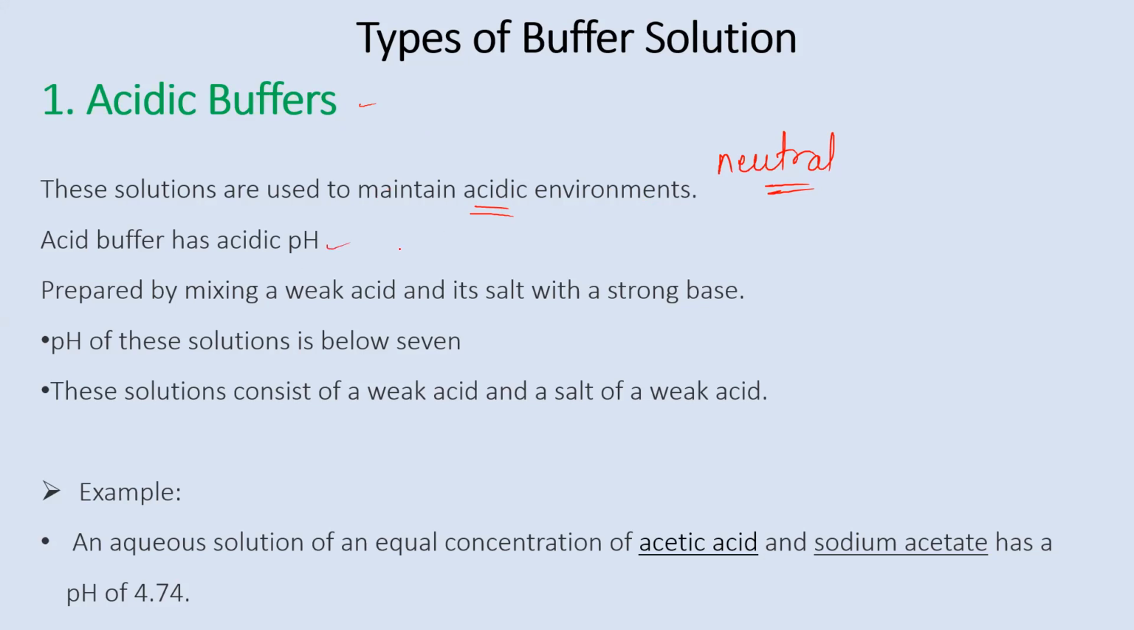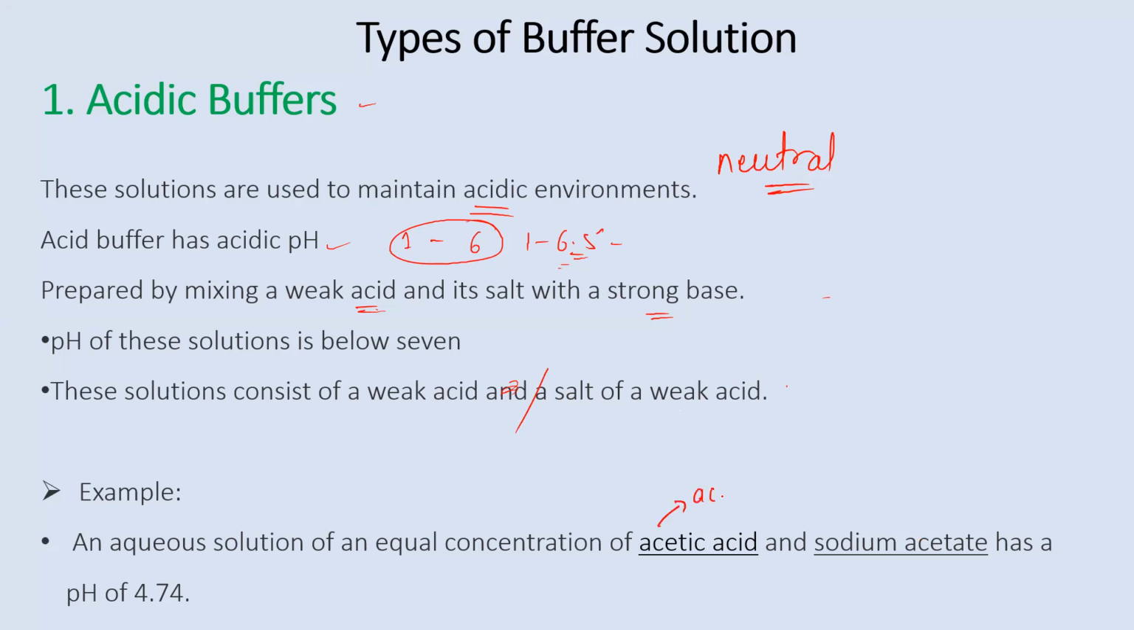It has an acidic pH somewhere between, say, 1 to 6, or 1 to 6.5, close to neutrality. It is prepared by mixing a weak acid and its salt with a strong base. So here you have a weak acid and a strong base. The pH of these solutions is always below 7. These solutions consist of a weak acid and a salt of the weak acid, with a strong base.